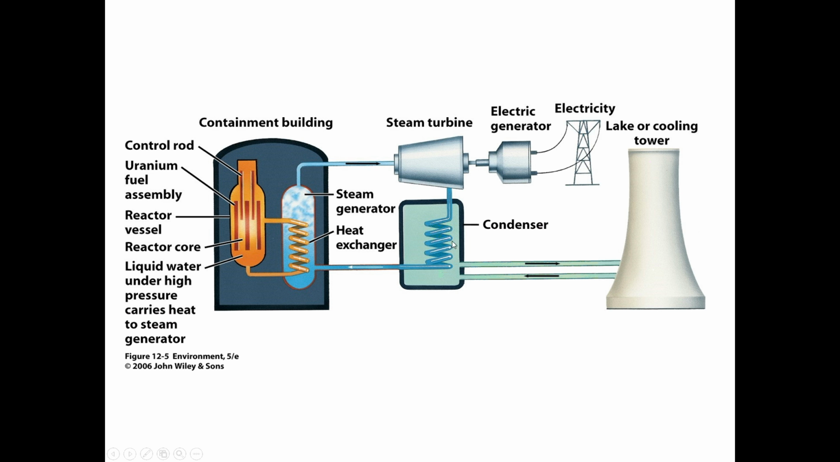So this is where you would have that thermal pollution. So water vapor is going to come out of here. If you were to see something that looks like a cloud coming out of the power plant, it is just water vapor. And so that's how your nuclear power plant works.